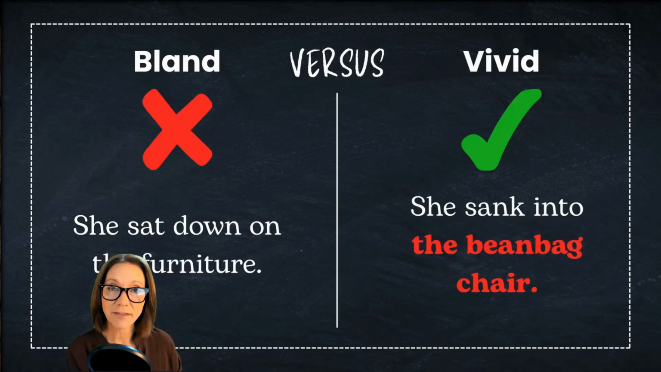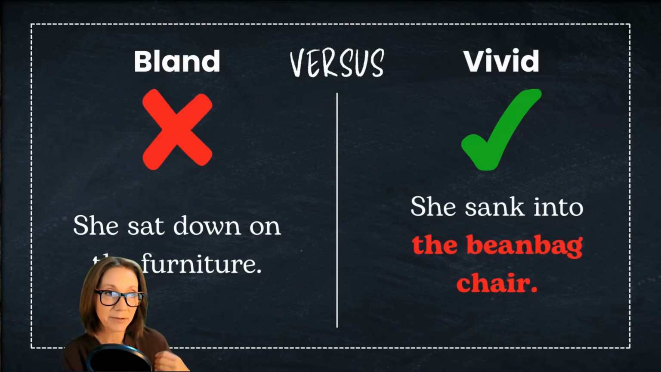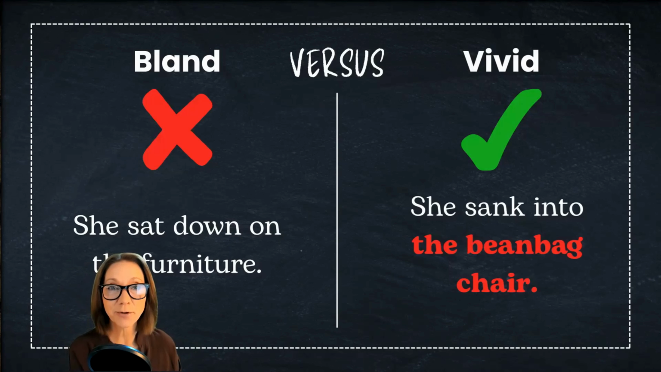And now, because of that strong verb, you can understand maybe what the emotions are connected to that. If you're super happy and excited, you don't sink into a beanbag chair. So maybe she's kind of down and disappointed.